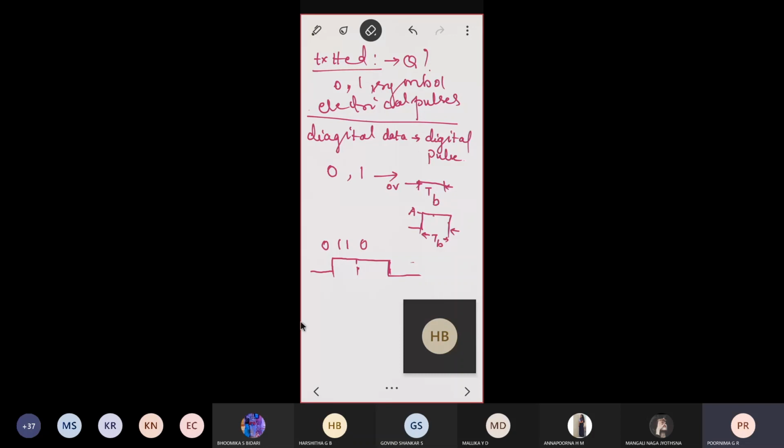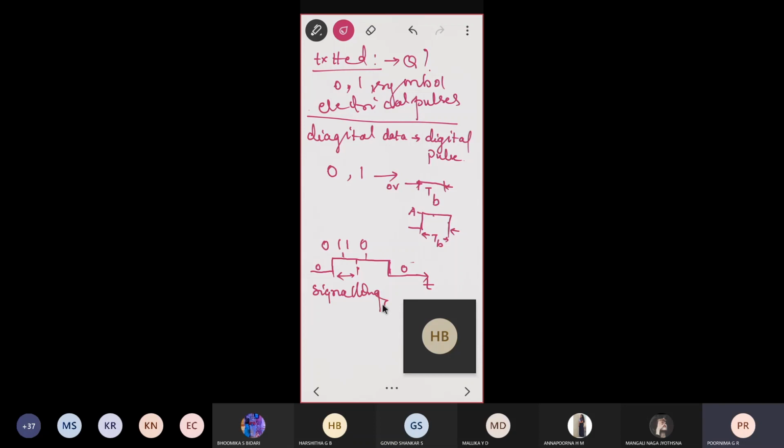Okay, so this will be the 0th bit, and this is 1, 1, and this is 0. So what is 0, 1, 1, 0, which is continuous with respect to time. So conversion of a discrete digital data into a discrete electrical signal is nothing but the signaling format.